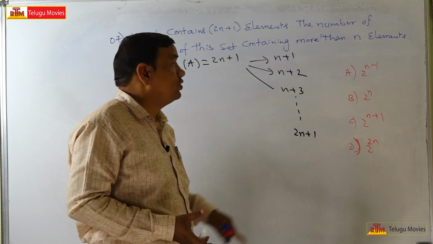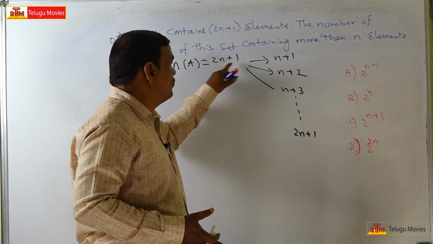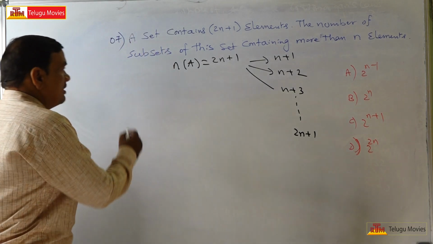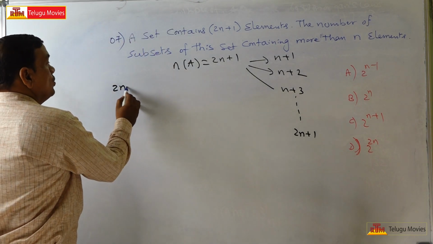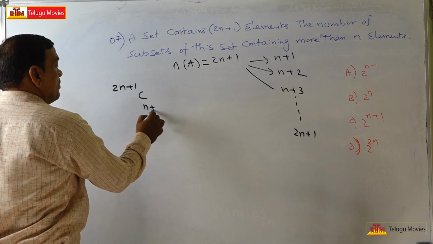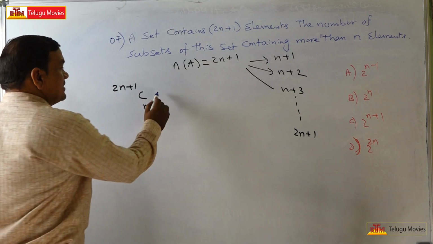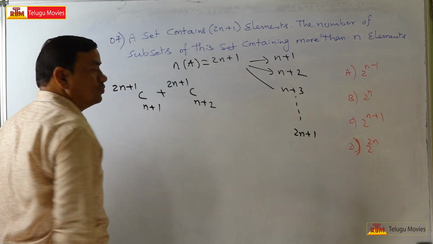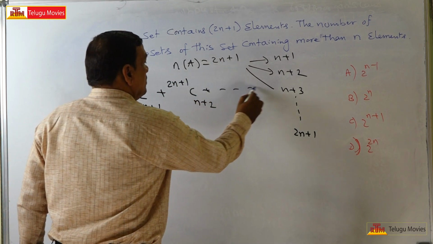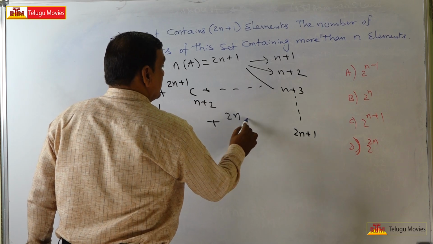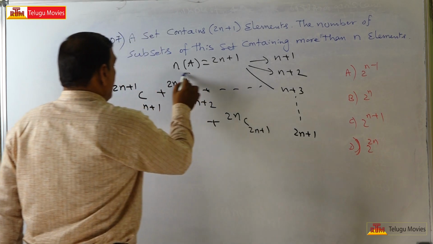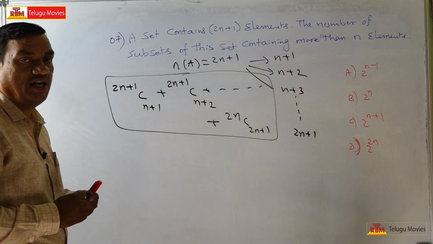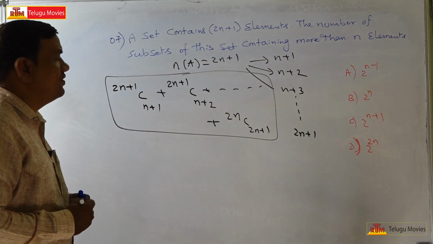For this, what you have to do? N plus 1, out of 2n plus 1 elements, you have to select n plus 1 elements. That means this is given by 2n plus 1 C n plus 1 plus the number of subsets containing n plus 2 elements, and so on, the last one is 2n plus 1 C 2n plus 1. If you find out this value, the problem is over. Understand? How to get this value is very easy.